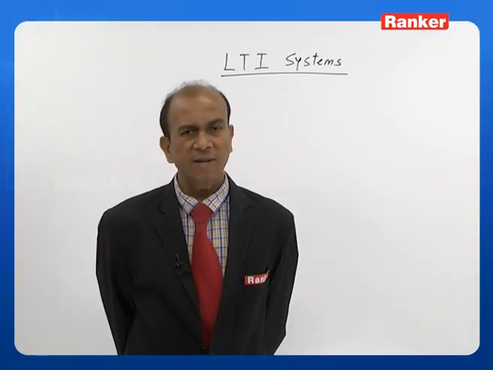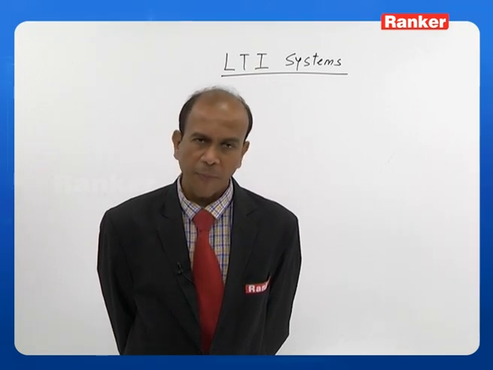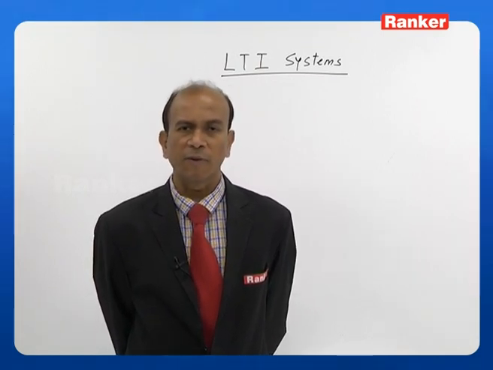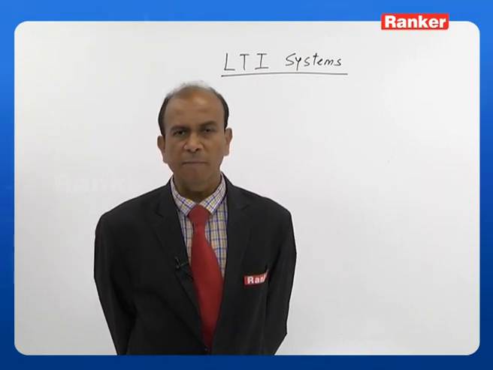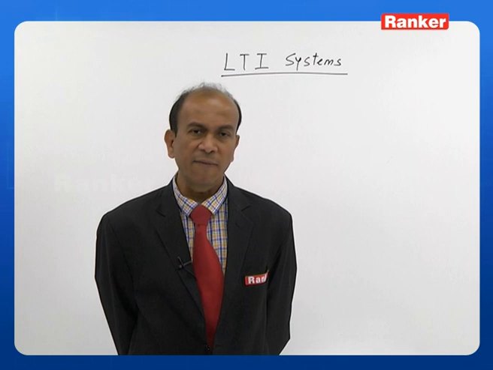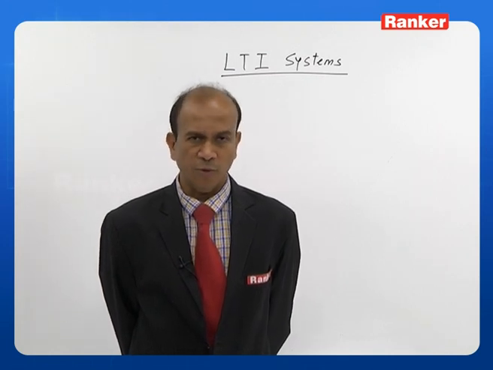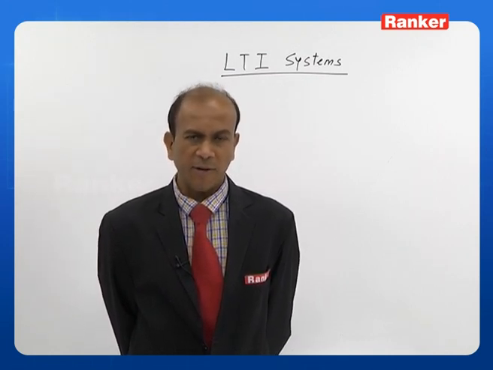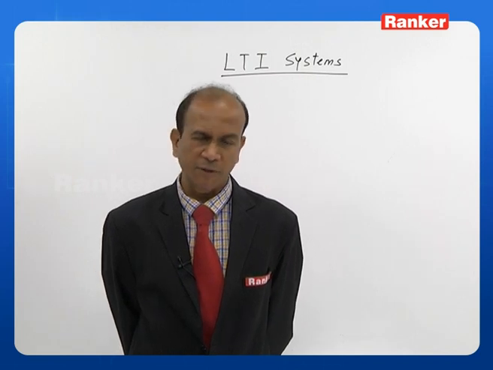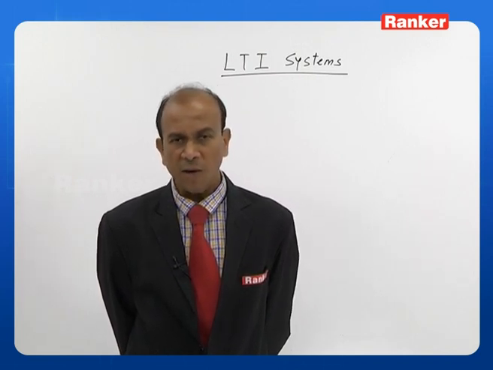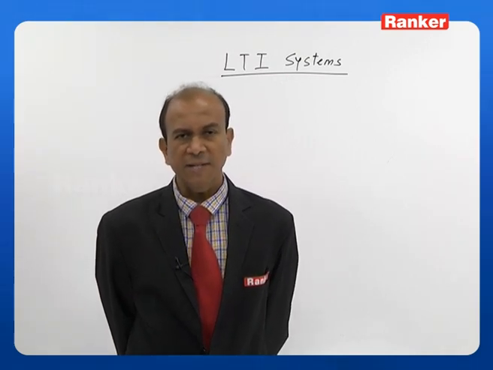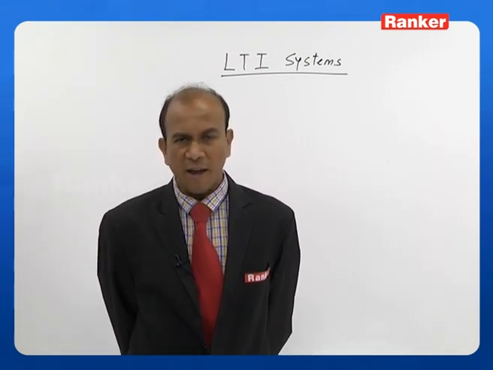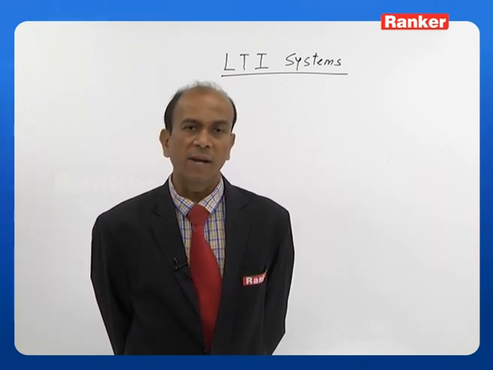So, what are the steps? Let us take two signals x1 of t and x2 of t with the corresponding outputs y1 of t and y2 of t. Then take a signal x3 of t, which is a weighed sum of these two signals: x3 of t is a1 x1 of t plus a2 x2 of t. Then you find the output. The corresponding output for x3 of t will be y3 of t. So, y3 of t must be equal to a1 y1 of t plus a2 y2 of t. When this condition is satisfied, the system is said to be linear. If this condition is not satisfied, then the system is said to be non-linear.